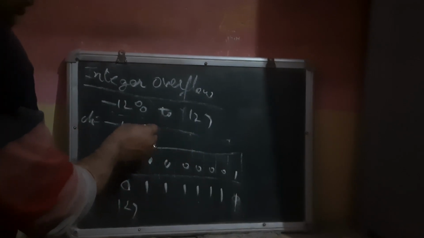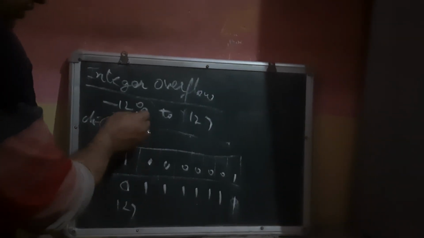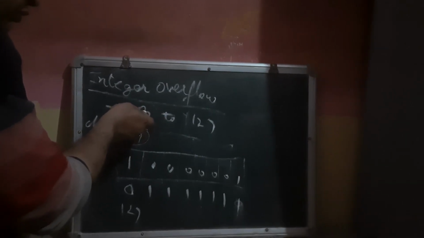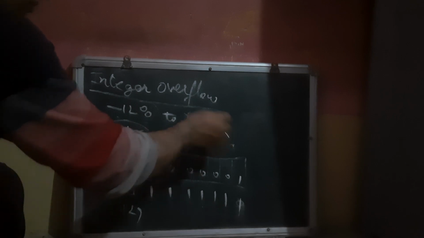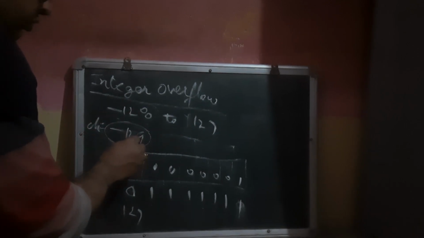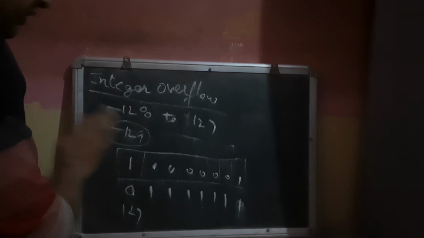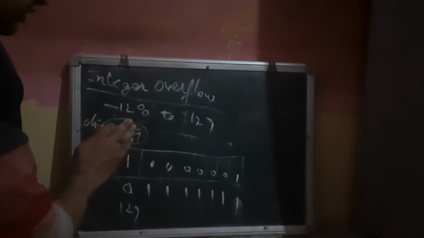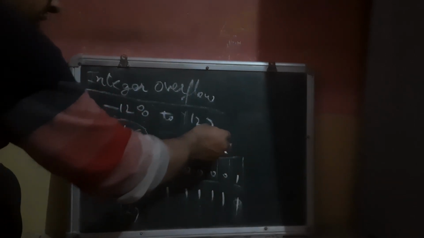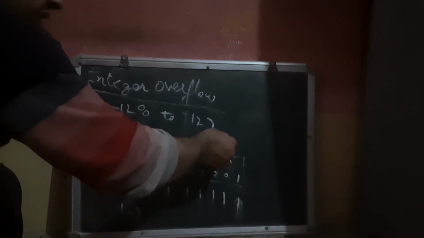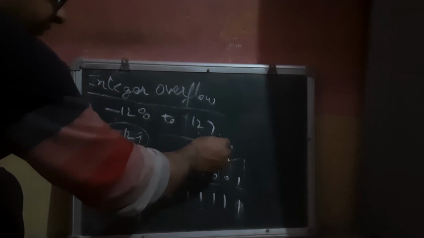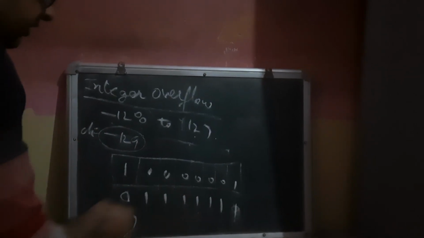Means when you try to give a value minus 129, you are exceeding this range. You are trying to give a value which is not accommodated within this range to this character variable. It does not give any error, it does not issue any warning. Rather, it takes it to the other side of the range, and in this attempt it will show it as 127. That you can confirm through this bit settings.